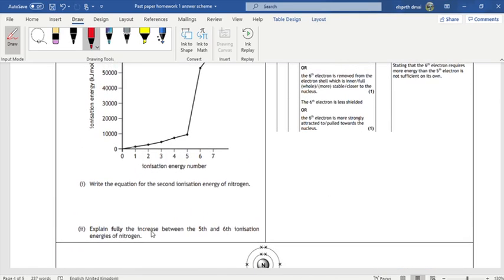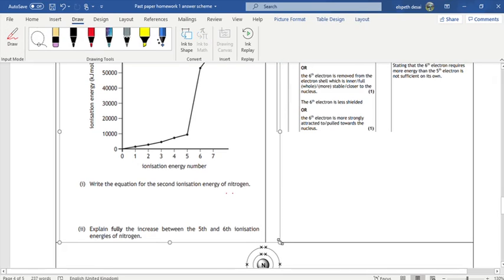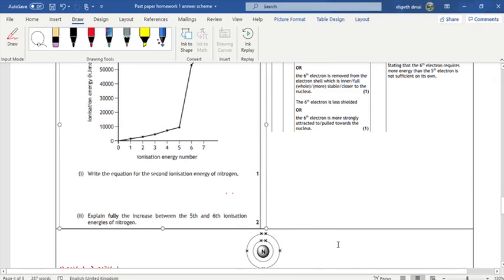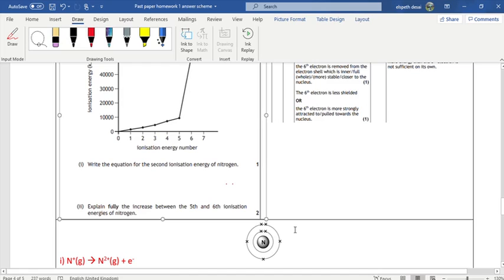And then the second question is: explain fully the increase between the 5th and 6th ionization energy of nitrogen. That was a 2-mark question, as you can see there. Again, this was mostly really well answered. Most of you noticed that the 5th ionization energy, this one here, involves removing the last of these electrons from the outer energy level or outer electron shell of nitrogen, whereas the 6th involves removing an electron from the inner shell.